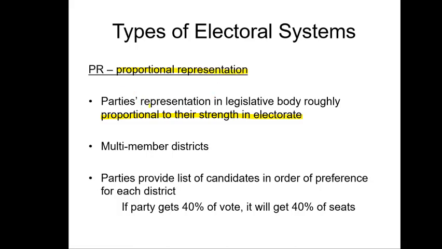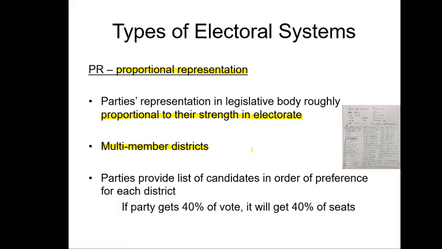The proportional representation system has got some pretty significant differences that would be very difficult for the United States to transition to very quickly. It would probably take a pretty long evolving process for the United States to transition to a system like this, because it's just not what we've been socialized into for many generations. But typically you have multi-member districts in this type of system. So what happens is that the parties provide a list of their candidates in order of preference for each district.